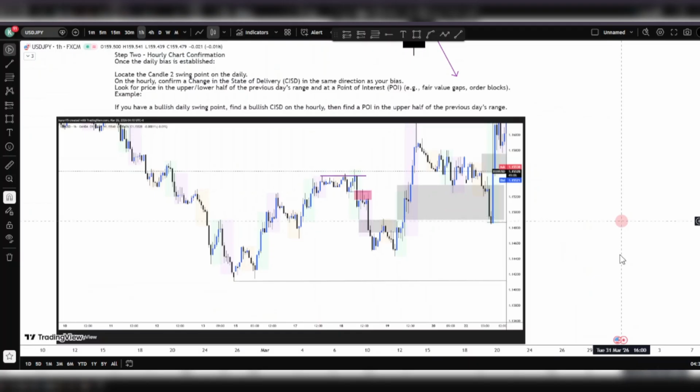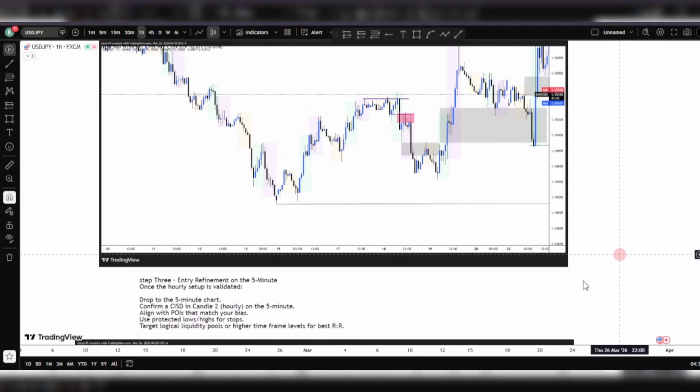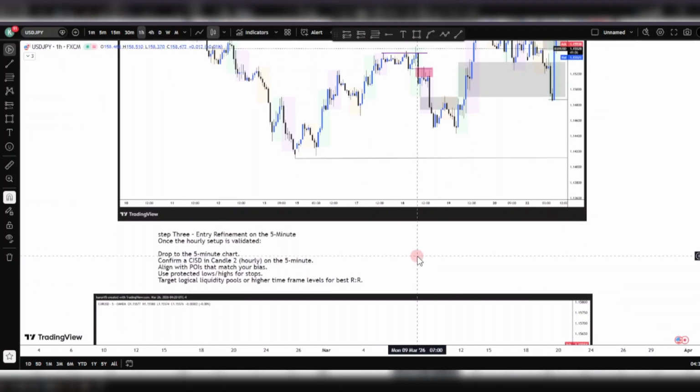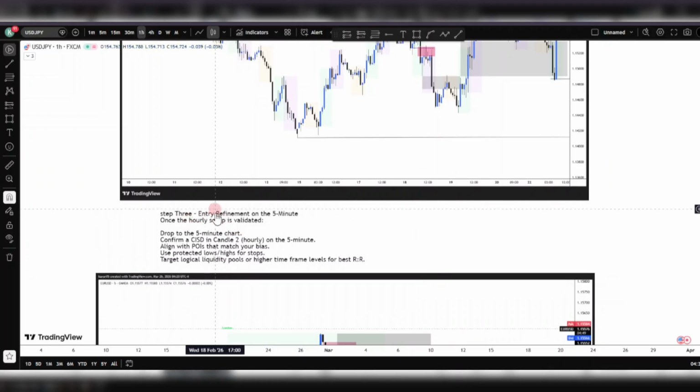So you have gone down to one hour, and you have confirmed our change in state of delivery. So step 3 is you can refine your entry on the 5-minute chart.